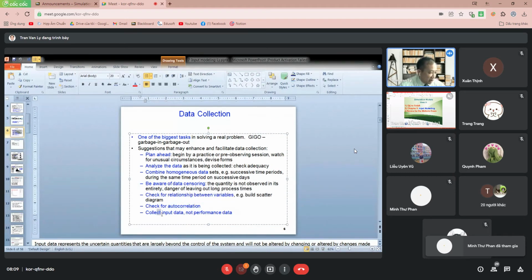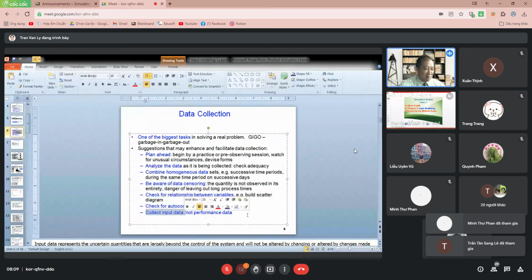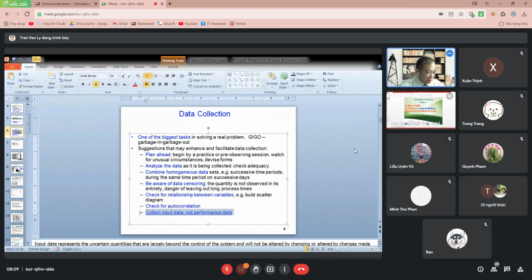So you collect input data, not performance data. This is very critical. Performance data is the results of the real system, the same as your model outputs, not the input data.